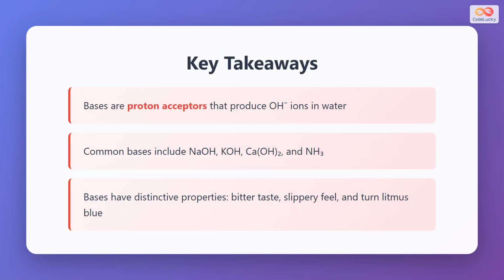Let's review the main concepts. Bases are proton acceptors that produce OH- ions in water, making solutions basic or alkaline. Common bases include sodium hydroxide, potassium hydroxide, calcium hydroxide, and ammonia, each with different strengths and applications. Bases have distinctive properties including a bitter taste, slippery feel, and the ability to turn litmus paper blue. Understanding these fundamental characteristics of bases is essential for studying acid-base chemistry and chemical reactions.